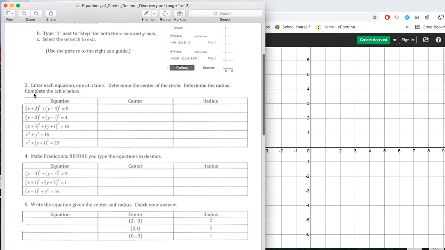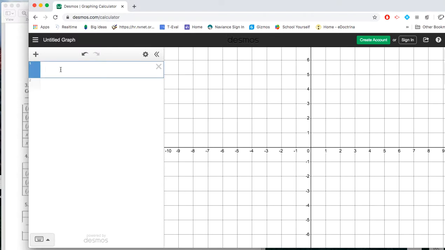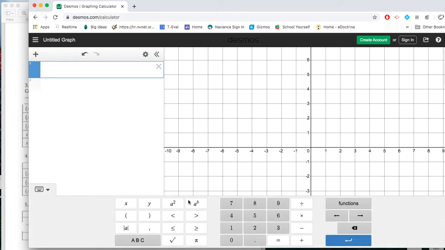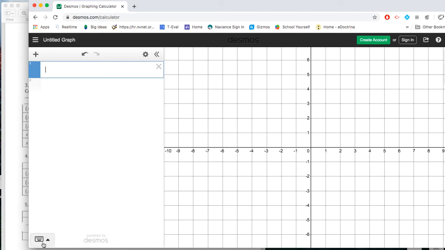In number 3, we're going to type each of these equations in separately. After we type them in, we're going to eyeball it and see if we can figure out where the center is, and then figure out how long the radius is. We'll do the first one together. Over here, we are going to type in, and you can type right from your keyboard. They do supply a keyboard. If you see this down here, some of you may have it automatically come up. This keyboard lets you open it or close it.